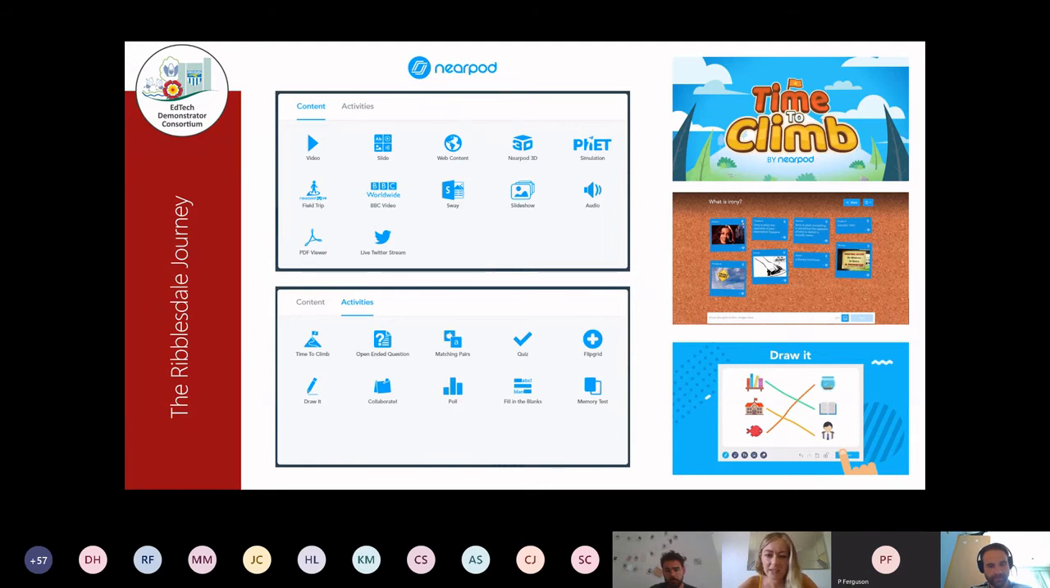So on this slide, hopefully you can see a little bit more of how I've been using these for lessons. So you can see an example of the draw it function. On the right hand side in the middle, you've got a collaboration board. And this is something that I've used in both pre-prepared content, but also in live lessons, where you can ask a question and pupils can all contribute to that board. So that's a really nice feature. But there are so many different options for content and activities that, to be honest, the best way for you to get your head around it is just to have a go and see what works for your subject.